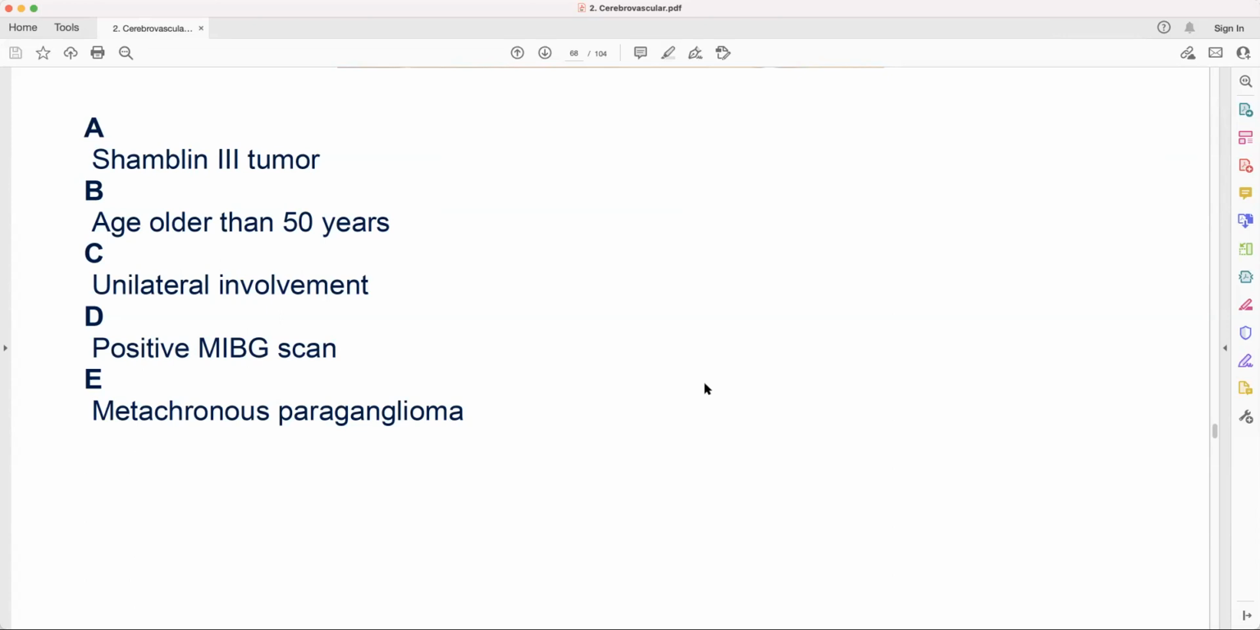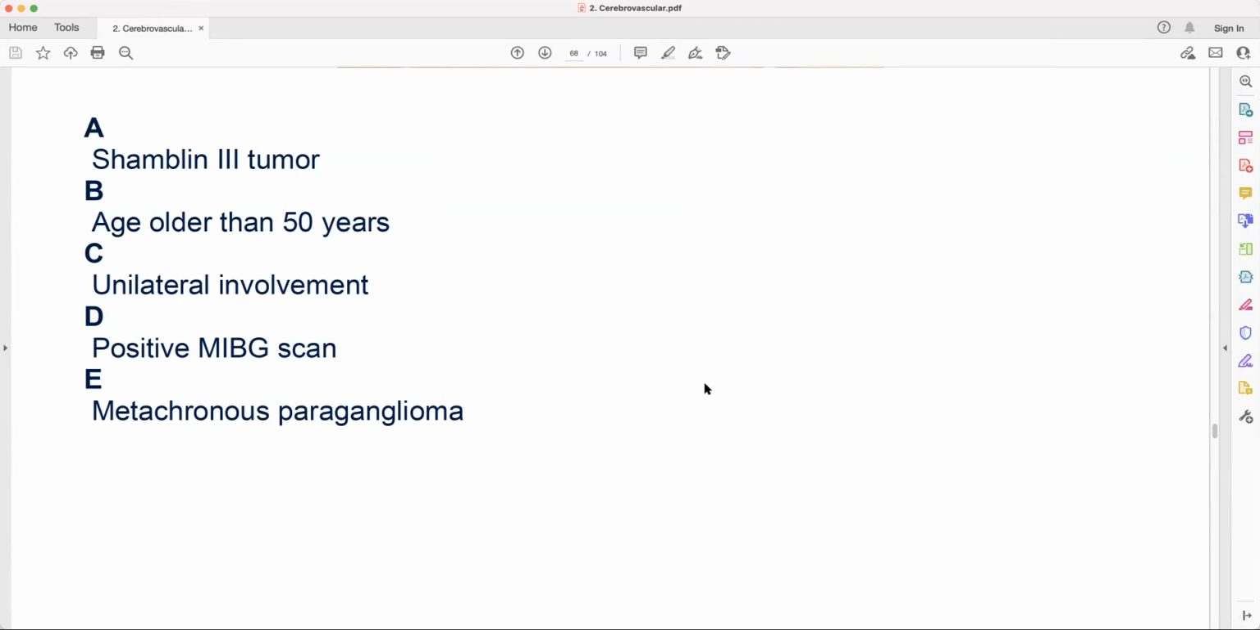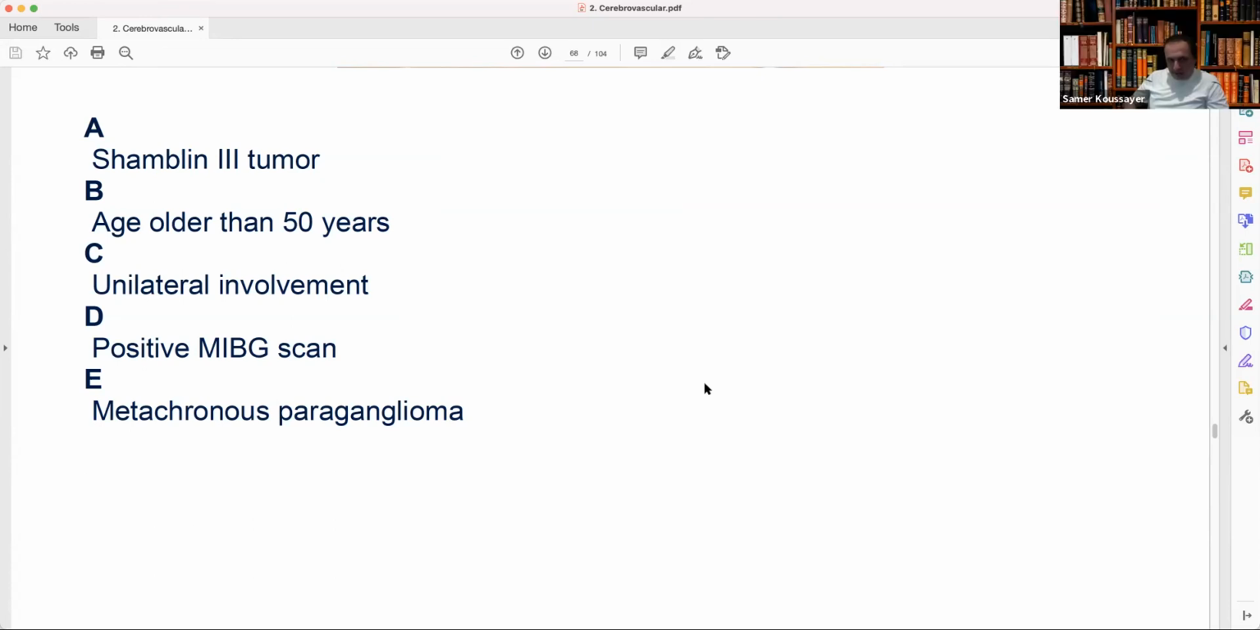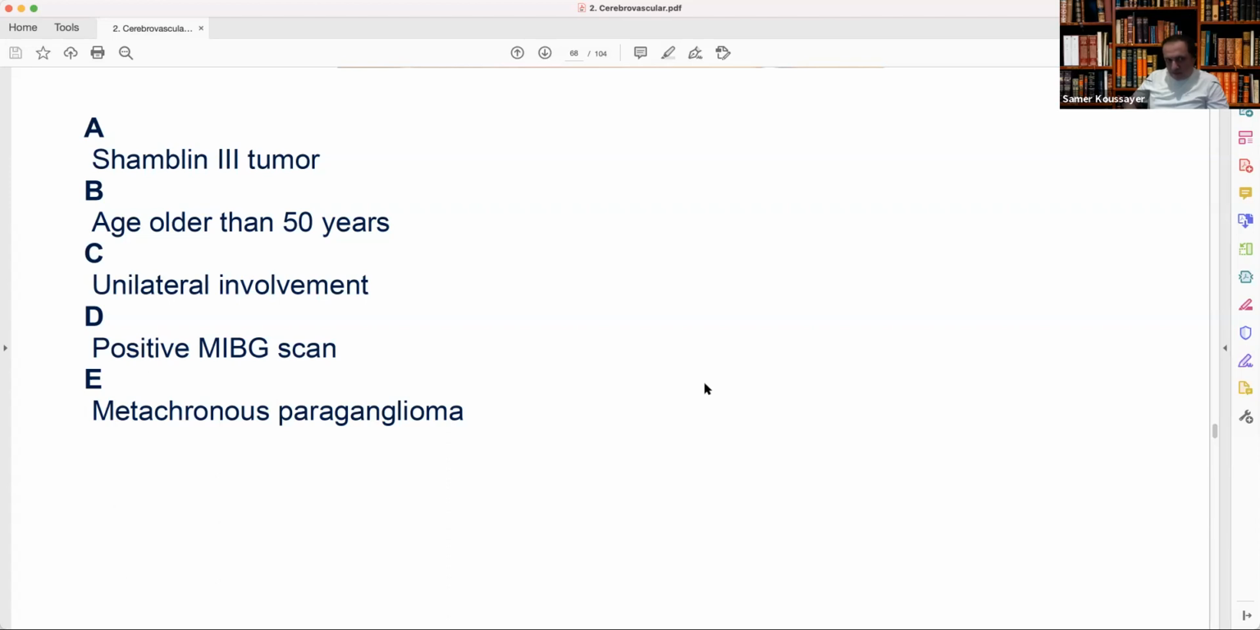Positive MIBG scan. This MIBG just shows if it's active or not active, so it has nothing to do with familial. So metachronous. You know what metachronous means? That means somewhere else. So you have paraganglioma somewhere else. Yes. So this is usually it. I will choose this one.